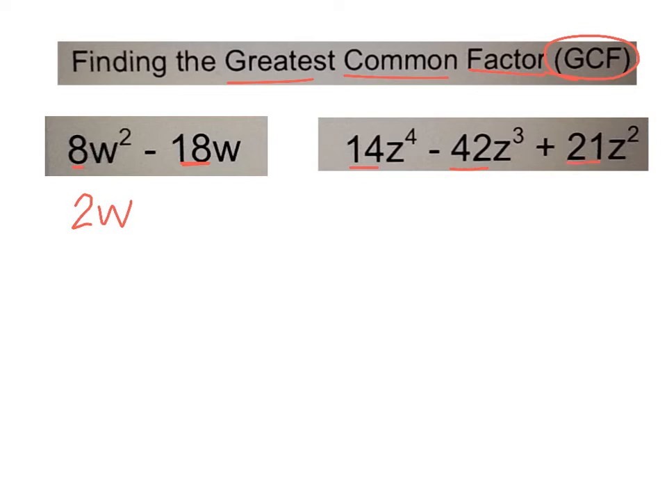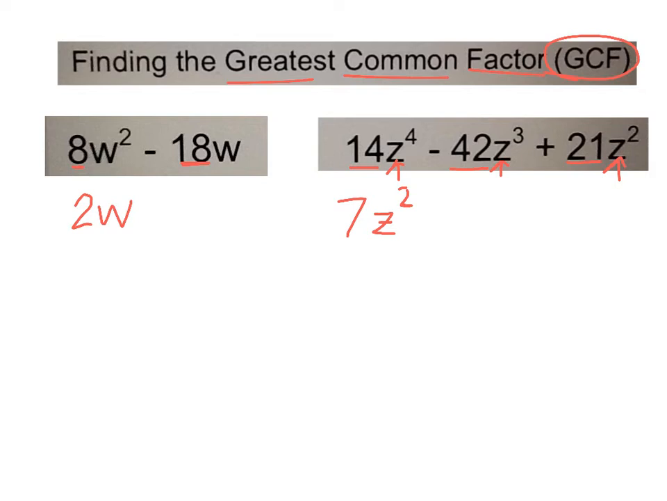Well, the greatest number that is a factor of all three of those is 7. For the variables, they all have a variable. That one's the fourth power, that one's the third power, that's the second power. So, as I mentioned, as long as they all have a variable, it's the smallest one. So the greatest common factor here would be 7z to the second power.